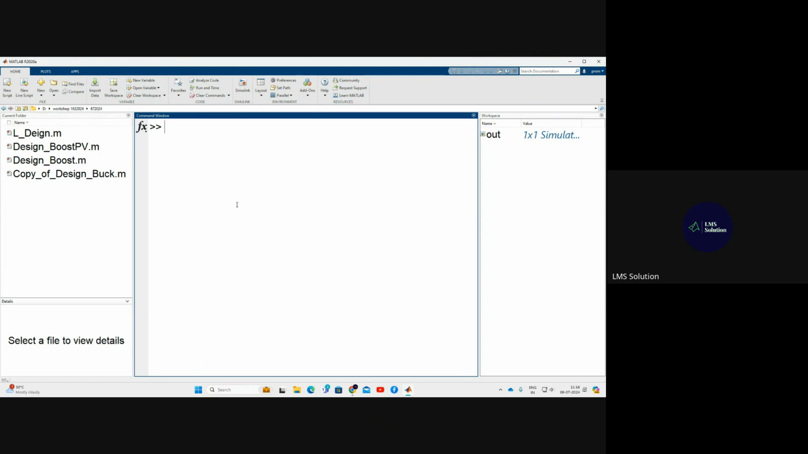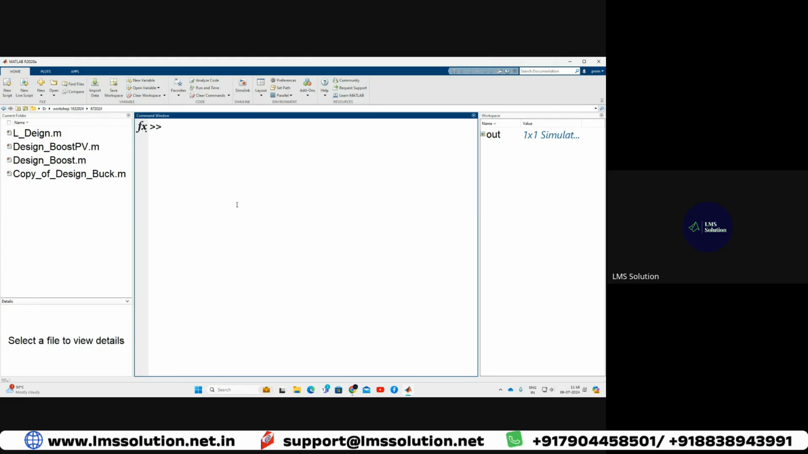First, I'm going to design a buck converter in MATLAB. In MATLAB, you have to design the LC parameters. In the simulation only, we are not dealing with the hardware. Here, you need to focus on designing the LC parameters for the converter. When you design any converter, you have to focus on the LC parameters.